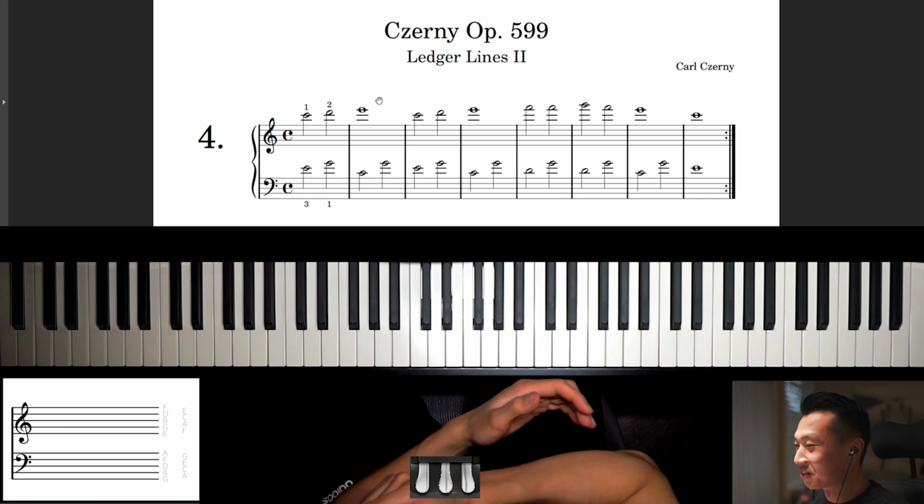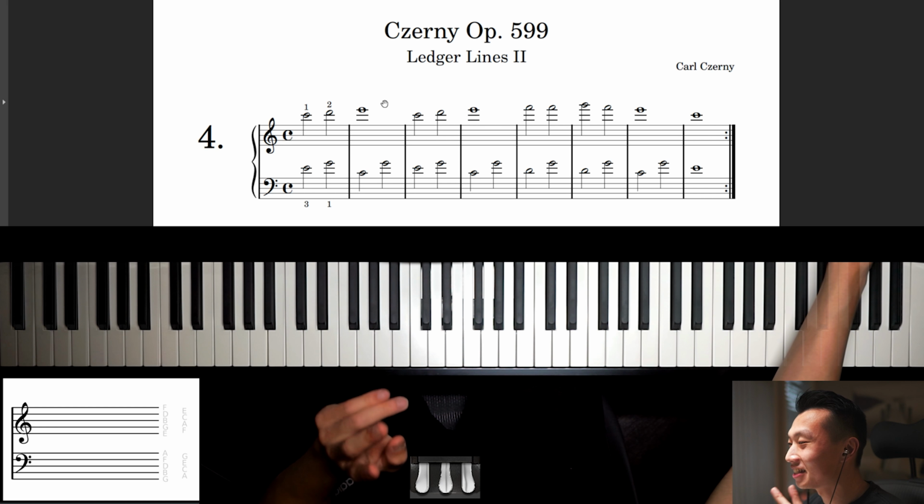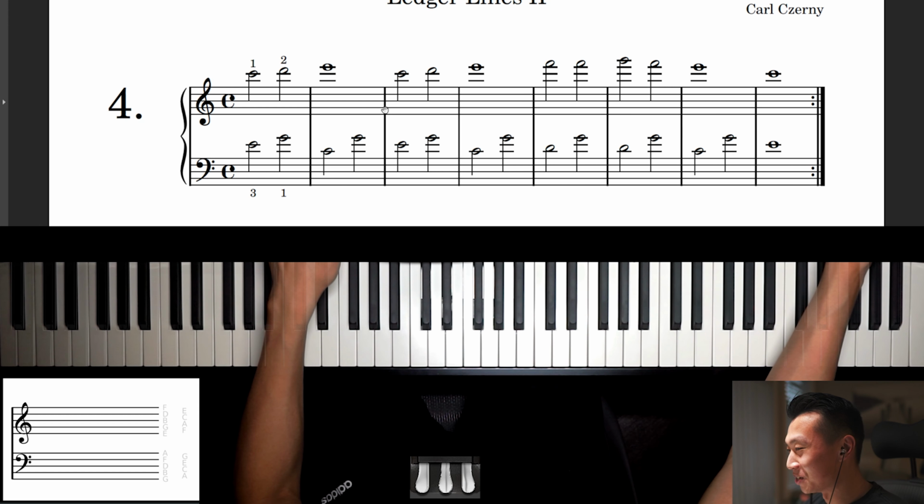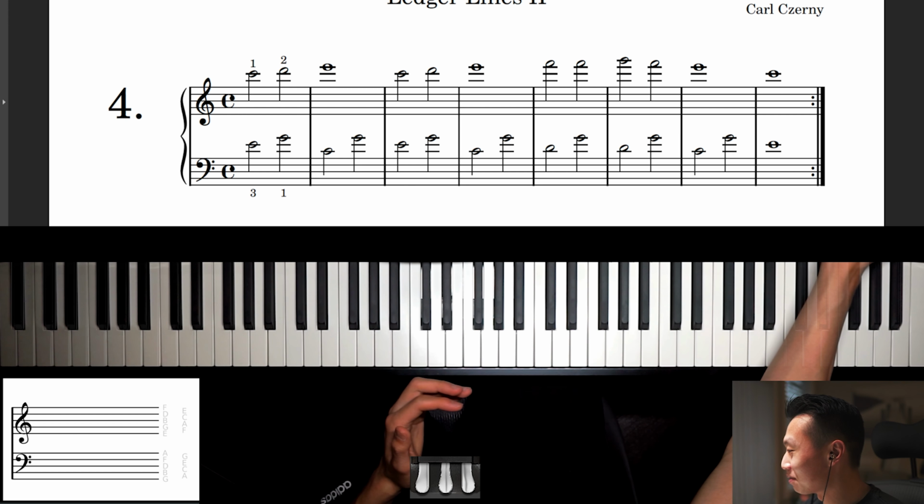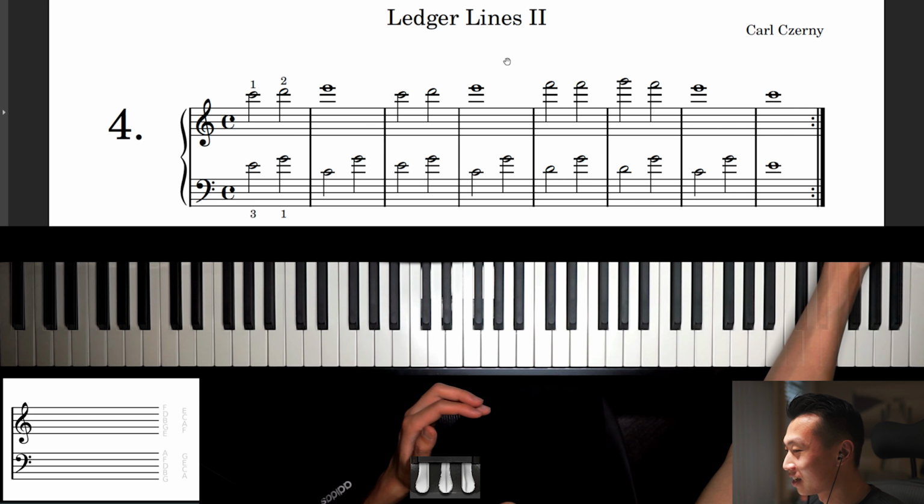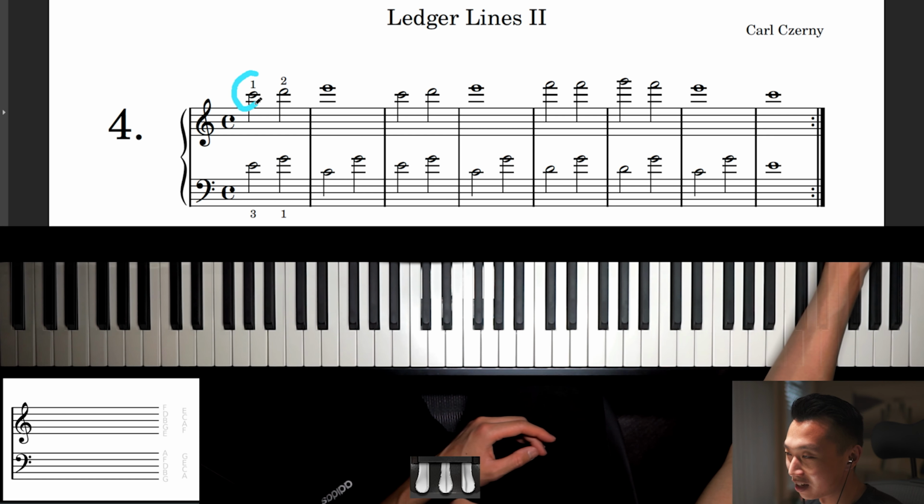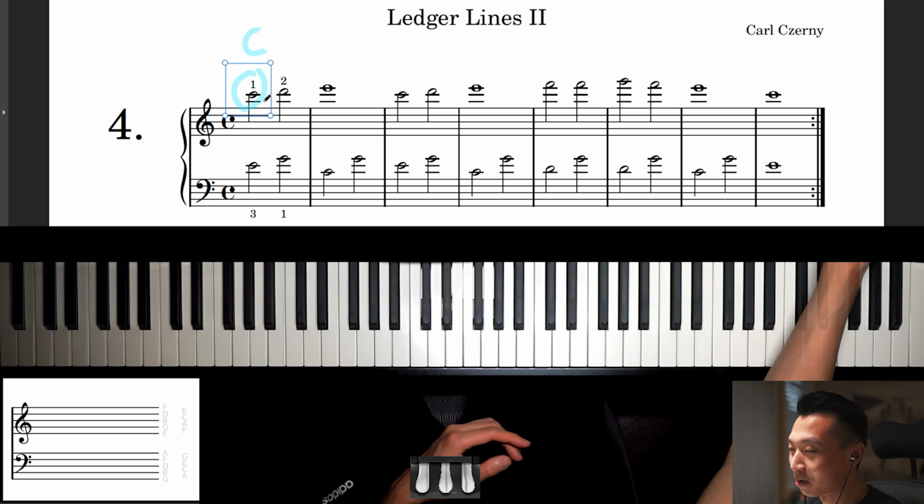All right, Czerny number 4. Check it out. This is ledger lines 2. Remember ledger lines 1? This is ledger lines 2. Looks like we're going to have to review some things here. Look at this. A lot more ledger lines than before, but don't be intimidated because, I'll tell you a secret, this one is always C. You see 2 ledger lines, right? Above the treble clef, that's always a C.